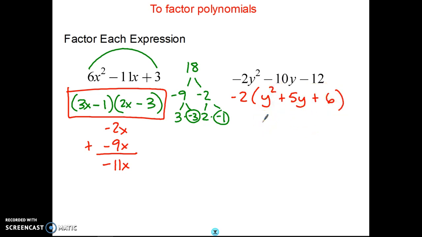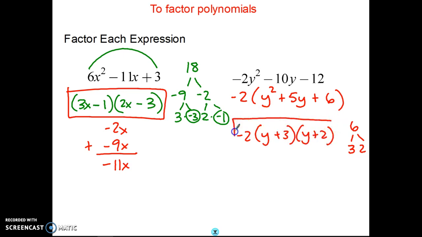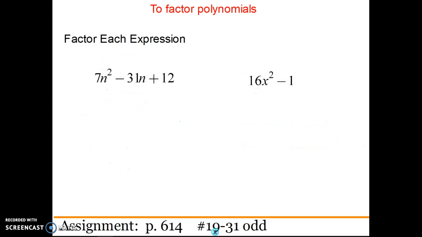And so now this becomes much easier because now I just need to look at the 6 and get factors that add to be 5. Factors of 6 to add to be 5, 3 and 2. So I have negative 2 times y plus 3, y plus 2. Boy, that seems a lot easier based on the stuff that we've done just before this, right? Okay, how about this one?